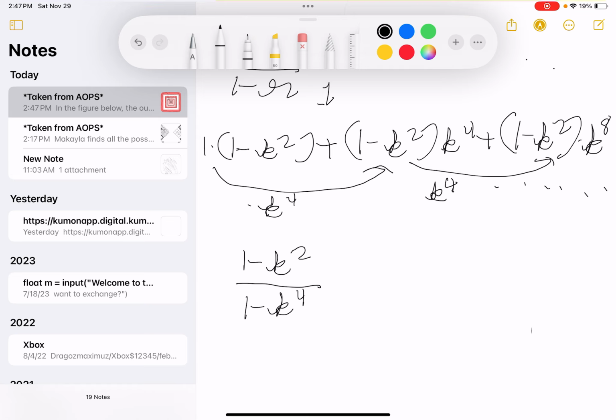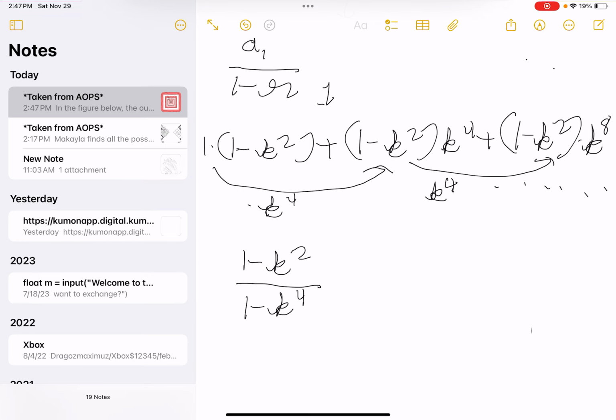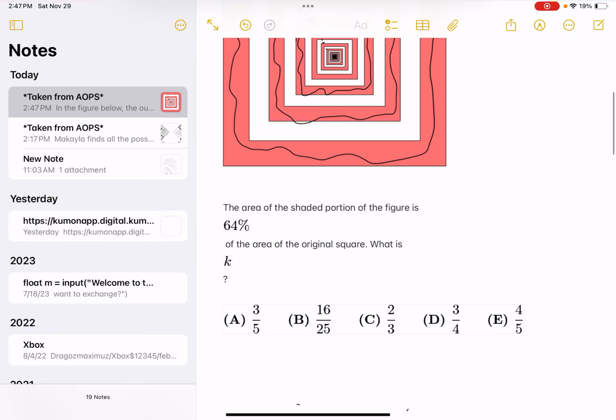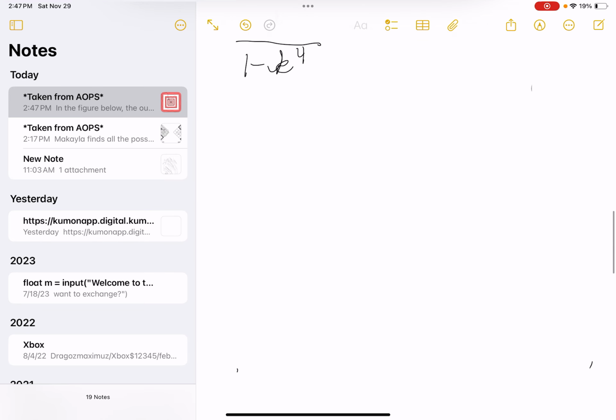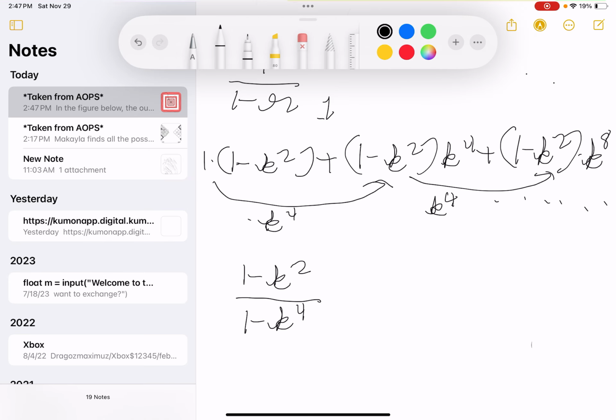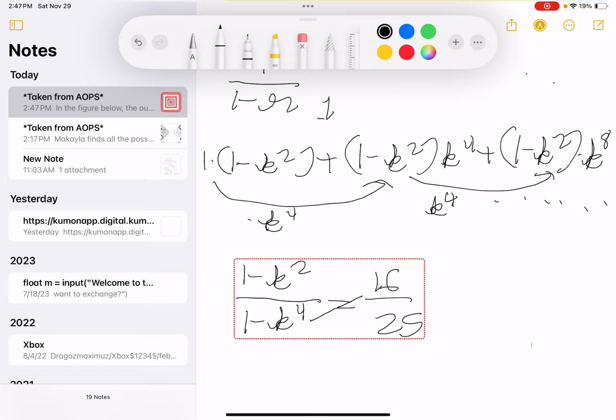Now we have this expression for the sum of the infinite geometric sequence. From this, if we go up to the problem, we realize that it says the area of the shaded portion, or the infinite summation, is equal to 64%. And if you simplify that, you will get 16 over 25. Now you have one equation with one variable, so you can easily solve it.